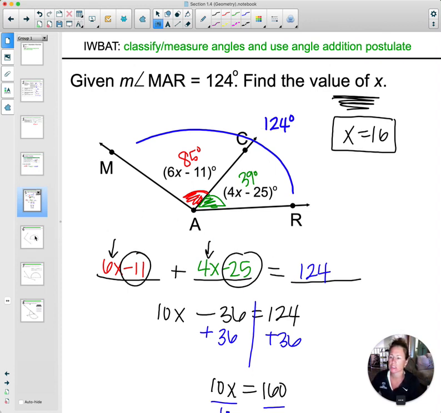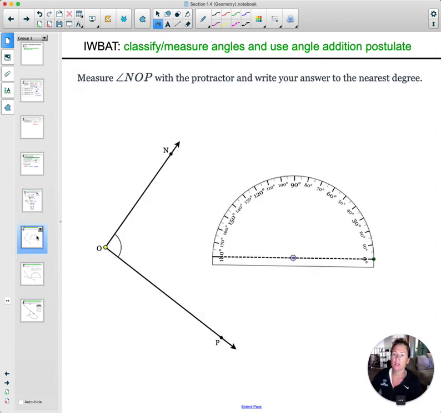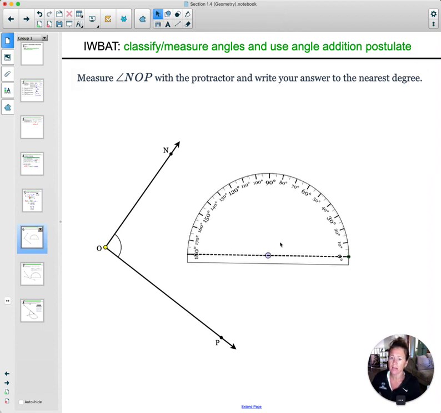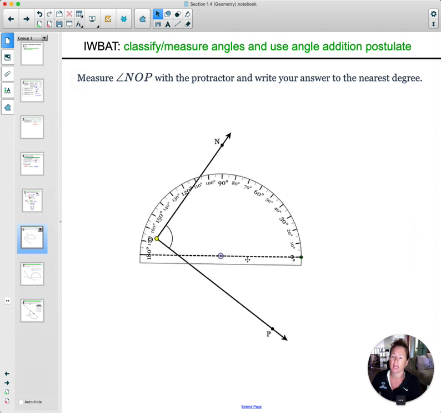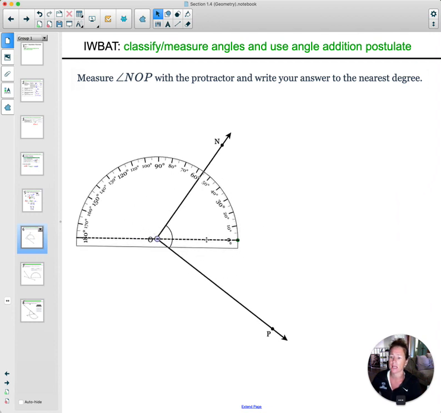So that's angle addition, just very similar to segment addition. Then when we get into measuring angles, you are using a protractor. So I've got a protractor here. You've got this little hole in the protractor if you're using a physical protractor versus one online. That needs to go on the vertex of the angle. So we're going to move this onto the vertex of the angle, then this dotted line needs to line up with one of your sides. And now my 0 degree is right here, so I'm going to line that up with this side.